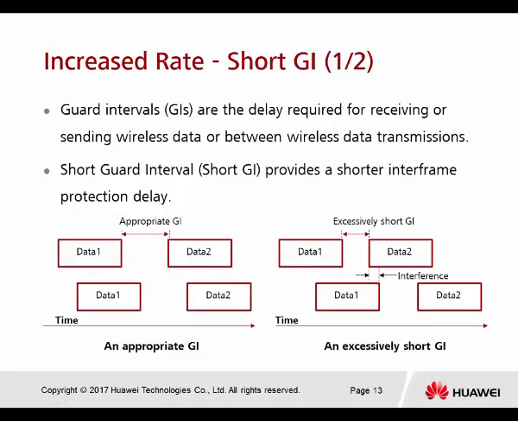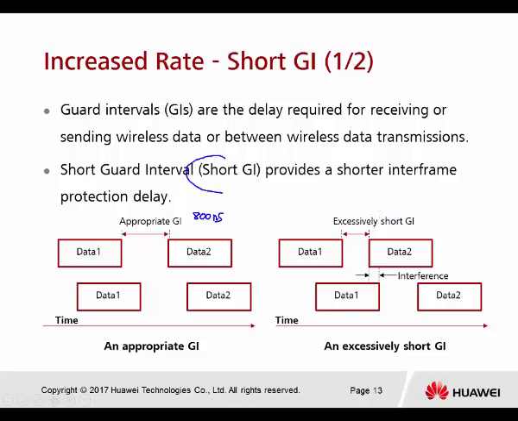Short GI is the guard interval. It is the delay required between receiving or sending wireless data transmissions. For the normal GI, when we don't touch any configuration, the data will be sent out by this one, my first data and the second data. In between them, they actually have a gap. By default, the gap required in between is 800 nanoseconds before you can send the next data.